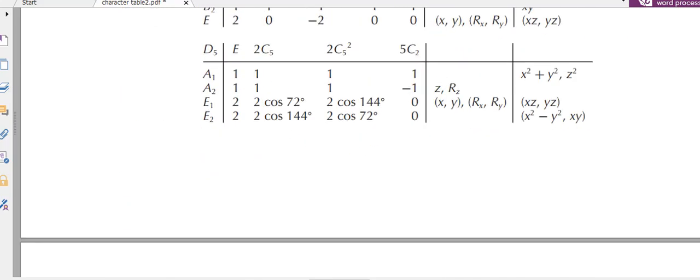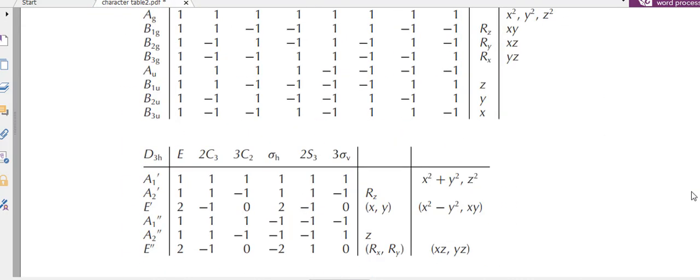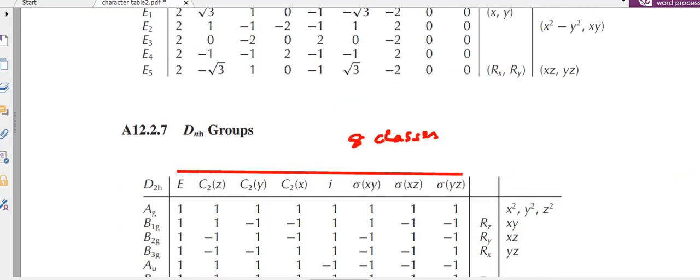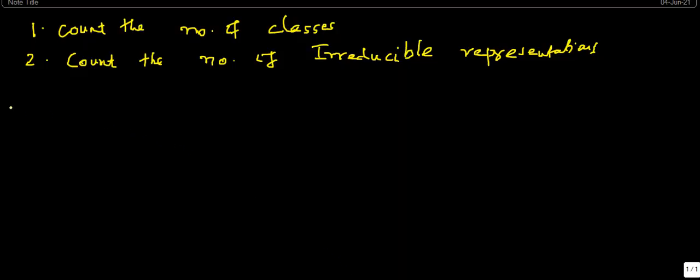Next, if we come to D2H, which we saw earlier, we find AG, B1G, B2G, B3G, AU, B1U, B2U and B3U. And so totally you have 8 irreducible representations. Now you know how to count the irreducible representations.